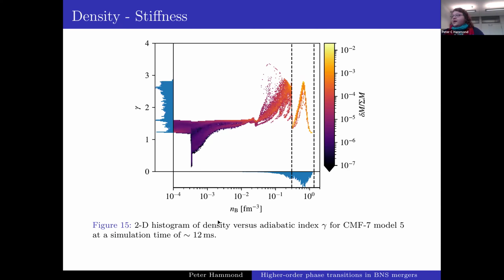But this is to compare to this simulation. This is one of the ones that collapses very quickly. This is why I picked 12 milliseconds, because this is just before this one collapses. And you can see here that almost all of the mass is below a gamma of 3.